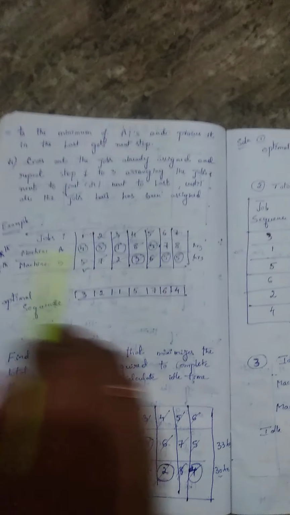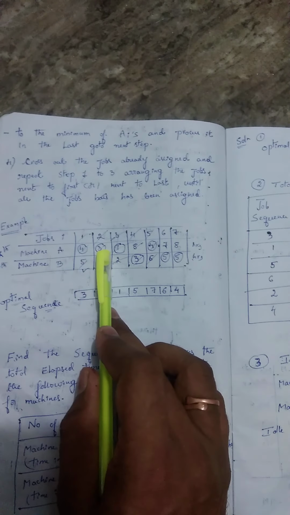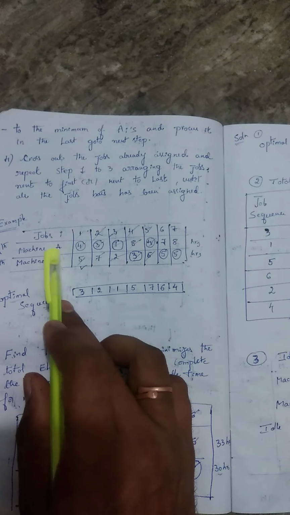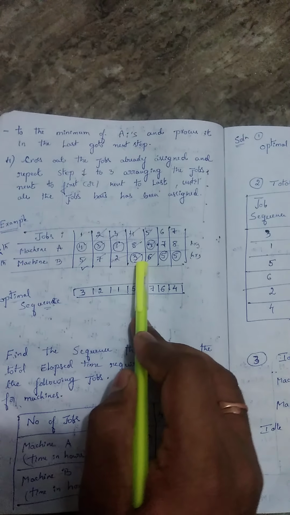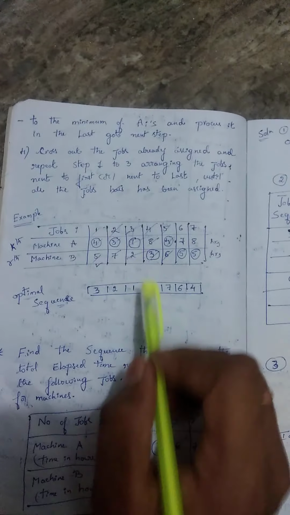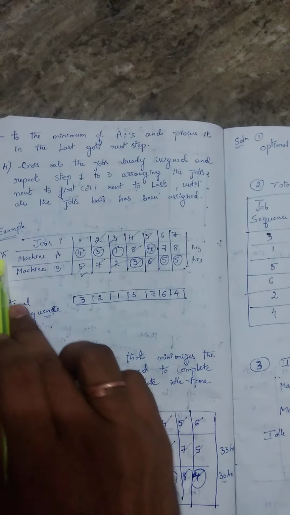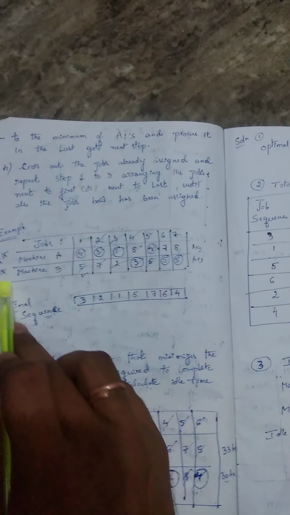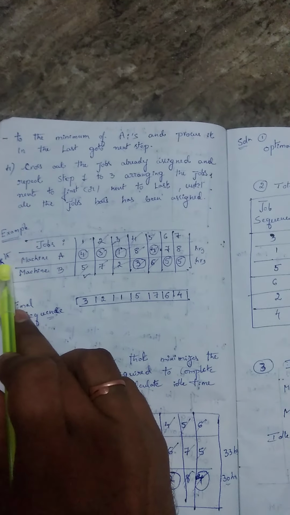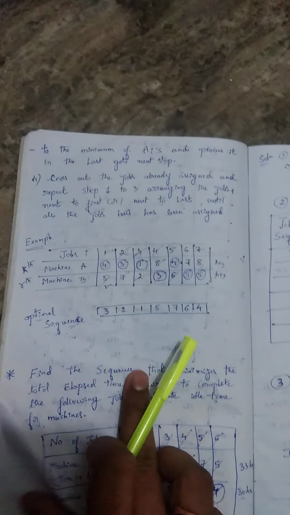Here we have 3. In machine B there are 3 working hours. In machine A also 3 hours. In machine B also 3 hours. When comparing jobs, that means Ak equal to Br. Here the working hours are equal. Ak equal to Br. Going to the particular condition, what they explain.